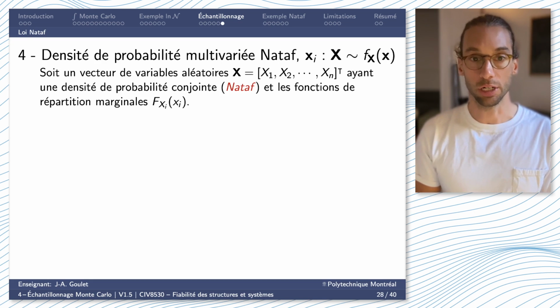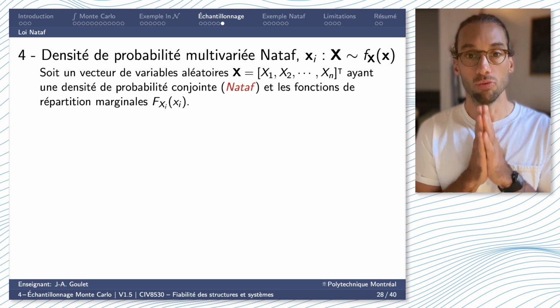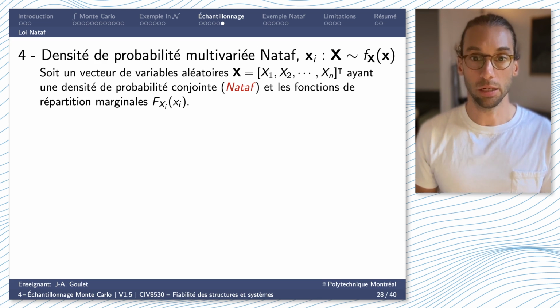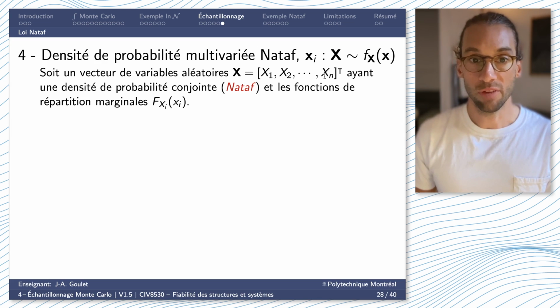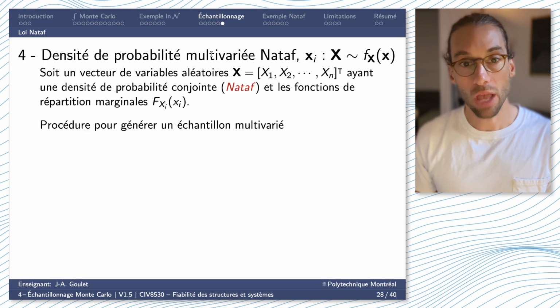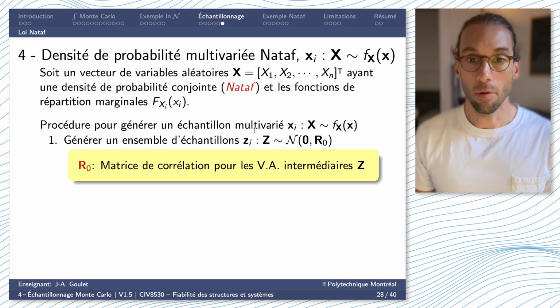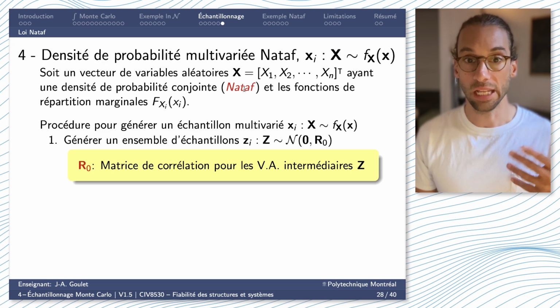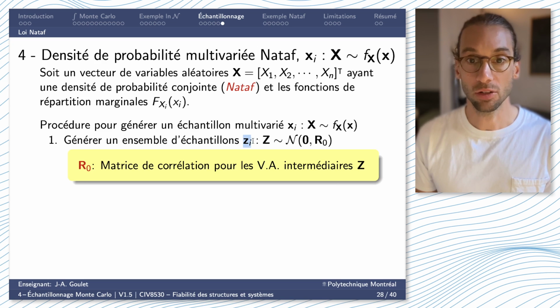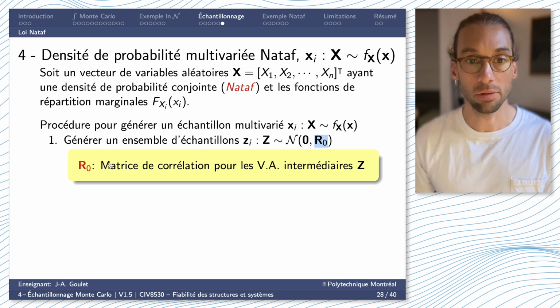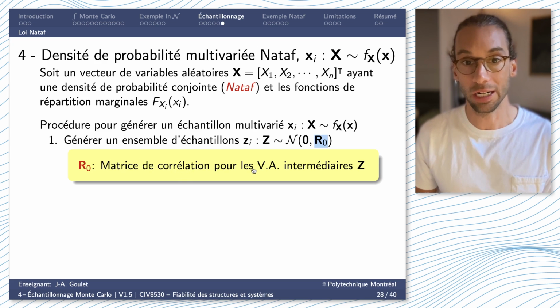And finally, the last case we're going to see: how can we generate random numbers drawn from the multivariate Nataf distribution that is going to be used in the context of reliability theory. If X is an n-dimensional random vector having a joint Nataf distribution, where we have access to the marginal distributions f of xi, the procedure to generate a multivariate realization from that joint Nataf distribution is first to generate a set of vectors zi, which are normal with mean 0 and covariance matrix R0, the correlation matrix for our Nataf distribution, where R0 are the intermediate correlations for our z's.